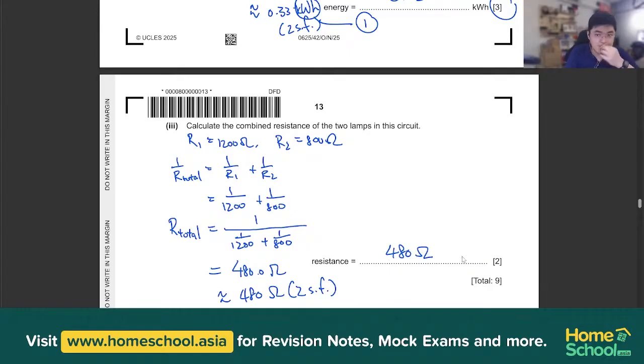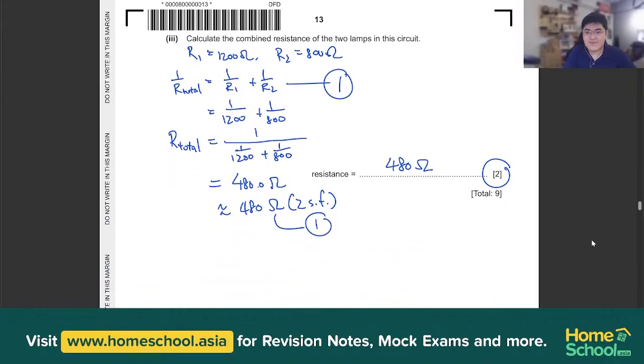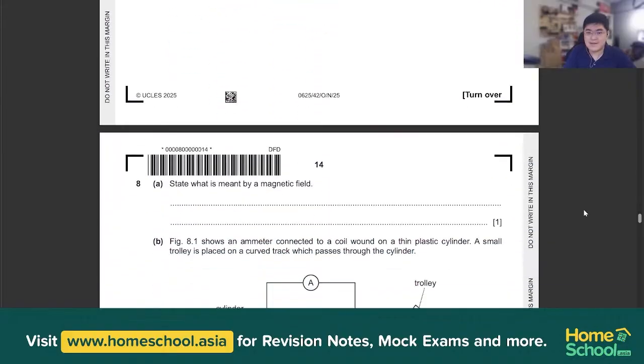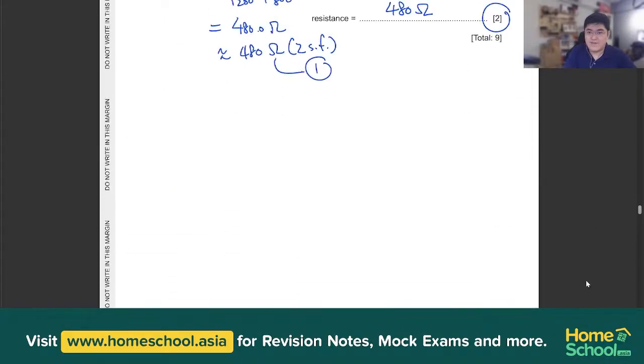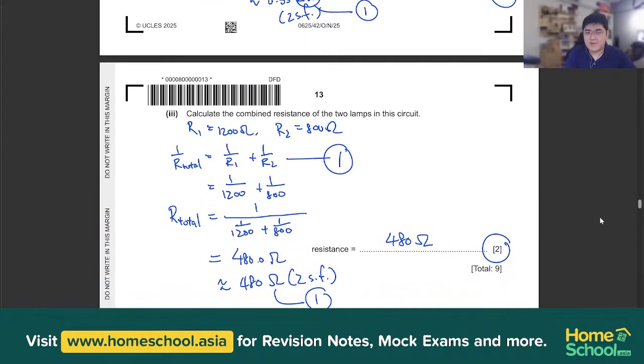This is a 2-mark question. As long as you write down this equation over here, this gives you 1 mark, and getting the correct answer here gets you the 2nd mark. Right? 480. Fantastic. Good job, Anshika. Move on. Before we move on, any other questions for question number 7?